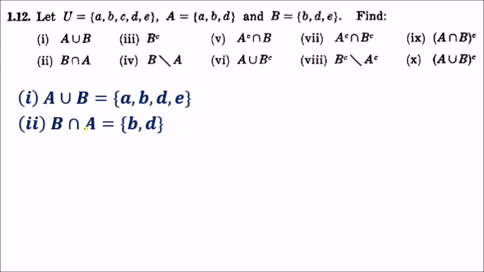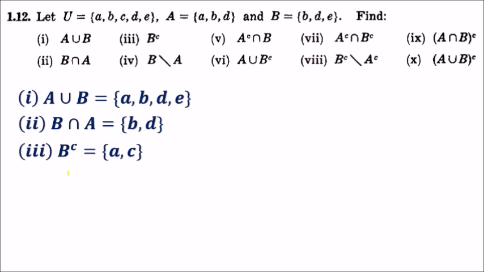Number 2, find the intersection of B and A, or B intersection A. So, simple lang, no? Ano yung elements na makikita natin sa B, makikita din natin sa A. So, we have here A, B, D, and B, D, E. So, B and D nandun sa dalawa. Kaya, yan yung kanilang intersection. The set containing the elements B and D.